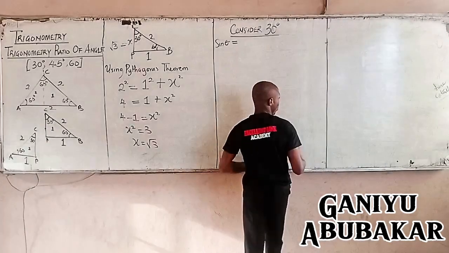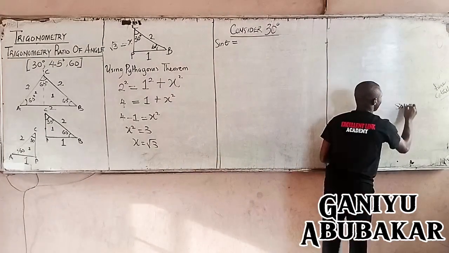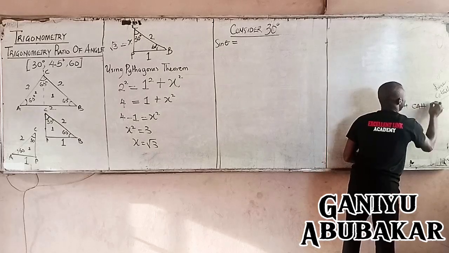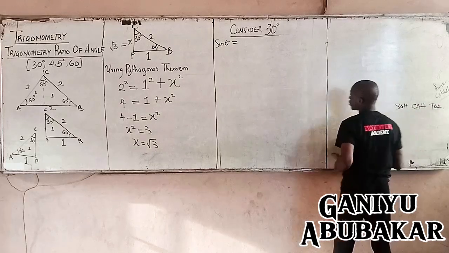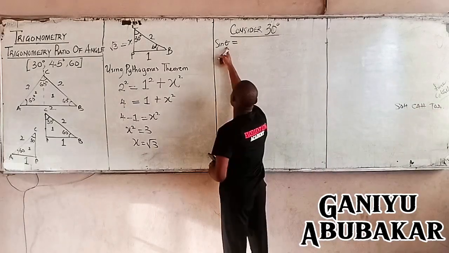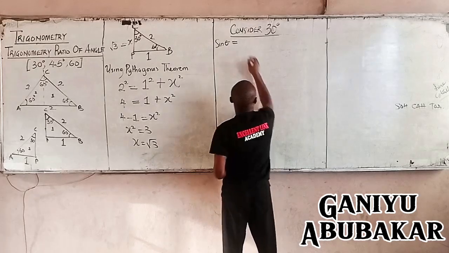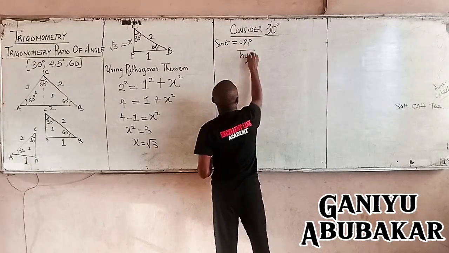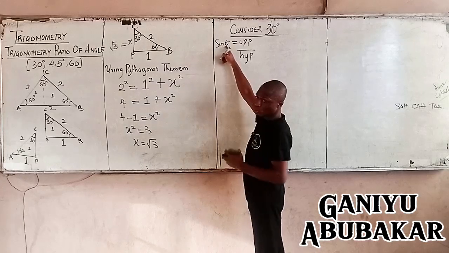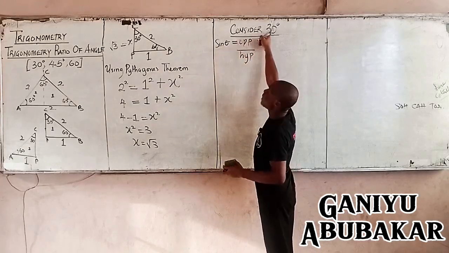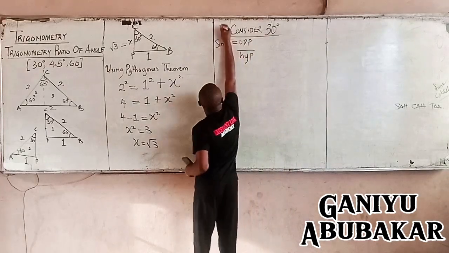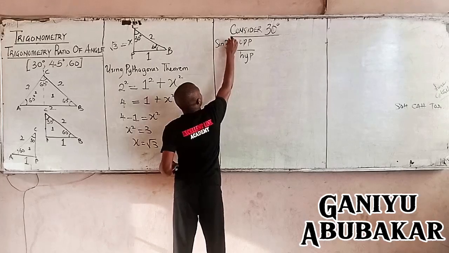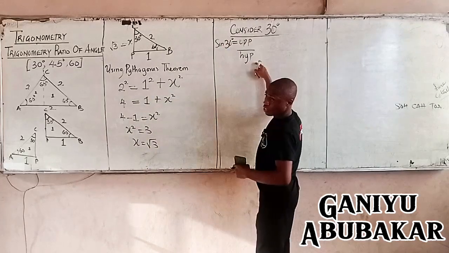From the idea of SOH CAH TOA, I have SOH, CAH, and TOA. So what's sine theta? Opposite over hypotenuse. But my theta here is known, it's 30 degrees. So I'll have sine 30, which is equal to opposite over hypotenuse.